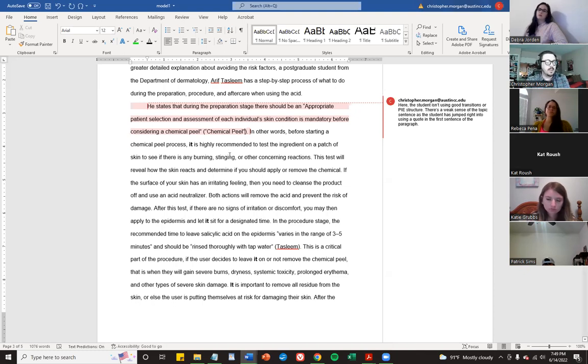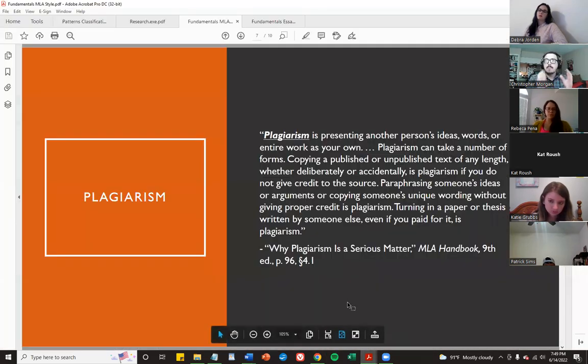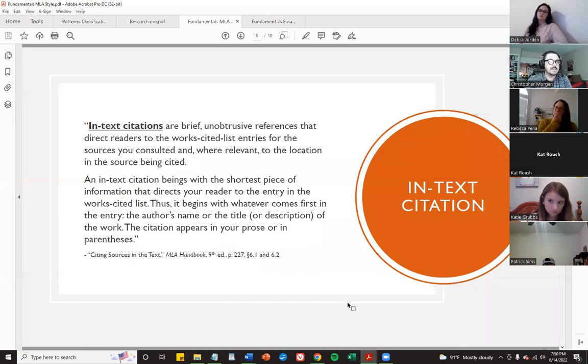And that's really what the aim of MLA style or any real academic style is aiming to capture, this idea that we're just trying to make people accountable for the language that they're borrowing from other places. There's a couple of instances where we'll talk about some marginal cases, probably not today. I'll definitely come back to these ideas and we'll sit with these for the rest of the semester. But I introduced this idea of in-text citation as a brief, unobtrusive reference that directs readers to the works cited list entries for the sources you consulted and were relevant to the location of the source being cited.